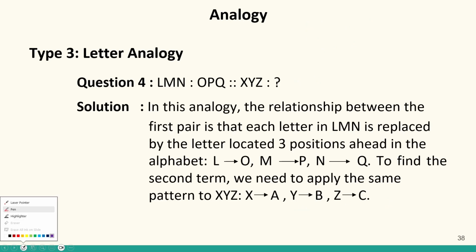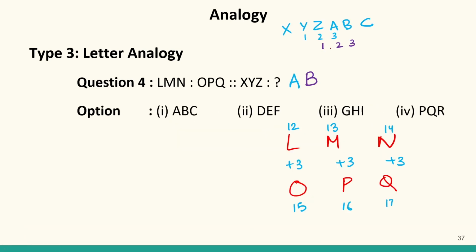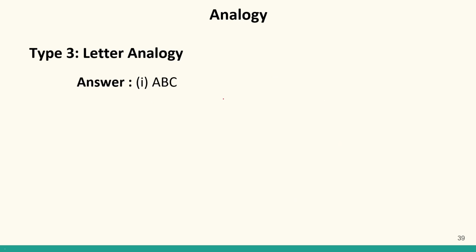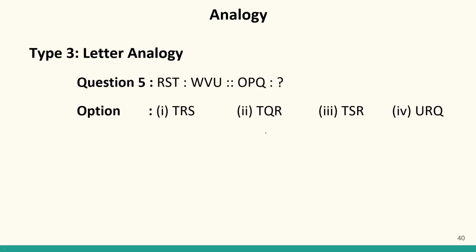Similarly, let us check for Z. For Z, if I have to move 3 positions forward, this will be the first position, second position and third position. So this next term will be C. So our answer will be ABC, which is option number 1. So here you can see very clearly that we are moving 3 positions forward. And we use the concept of forward ranking as well as of looping. So answer number 1, ABC is the correct option.